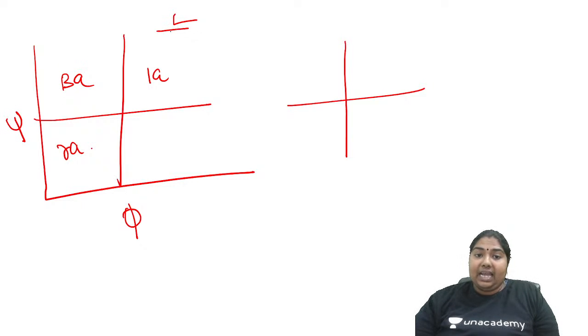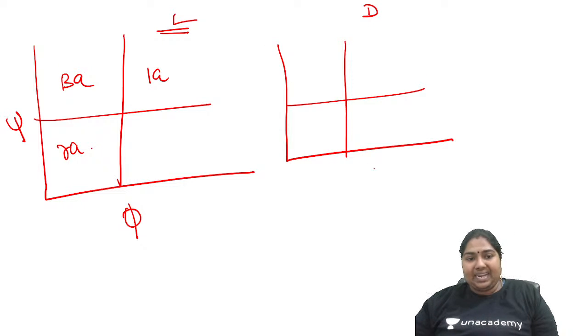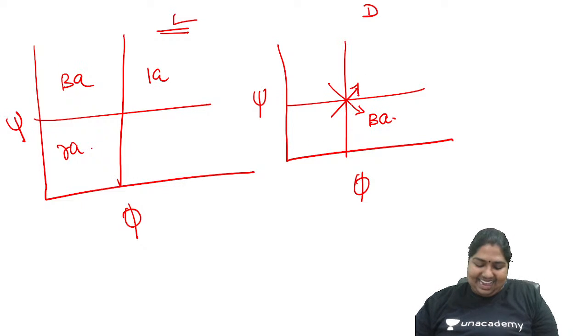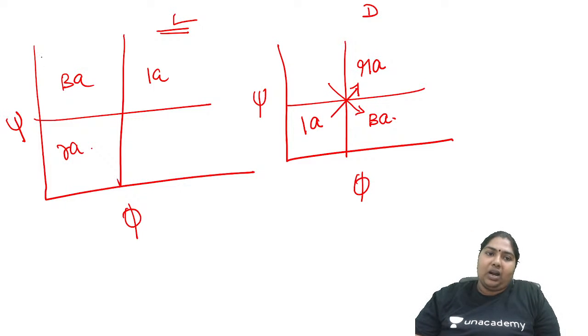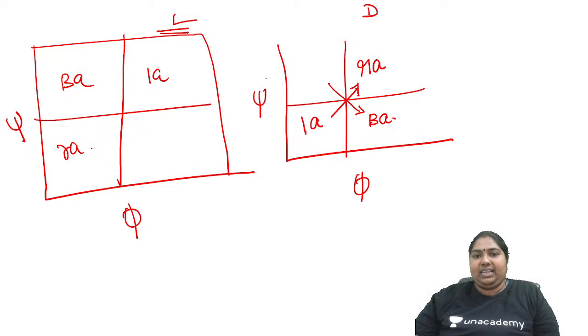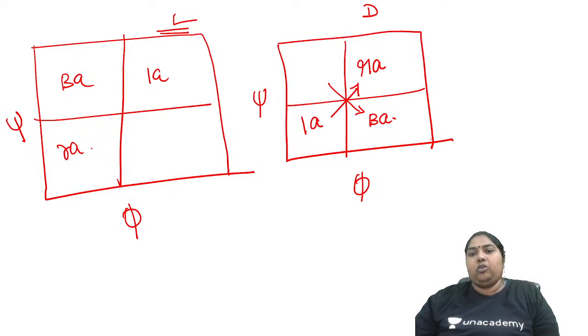So this is for the L amino acid. For the D amino acid, the axes remain the same, psi and phi. But now it is coming opposite. So this becomes Ba, and this is exchanged. It is Ra, right-handed, and this becomes your left-handed. So there is a swapping. Whatever you see in your left-handed alpha helix gets swapped into your D amino acid.